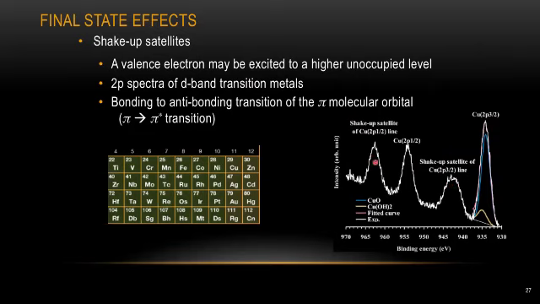You can also observe this kind of shake-up satellite peak from some bonding to anti-bonding transition, also known as a pi to pi star transition. That is useful to confirm some kind of aromatic ring structure from some organic material.